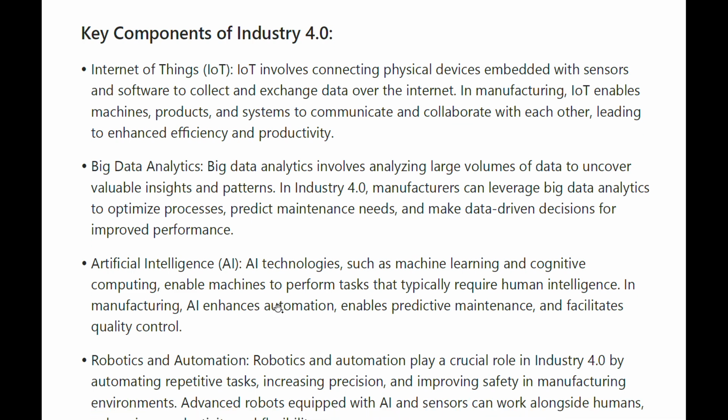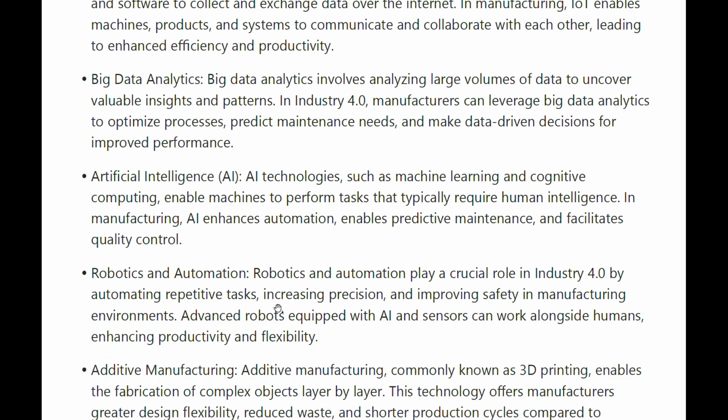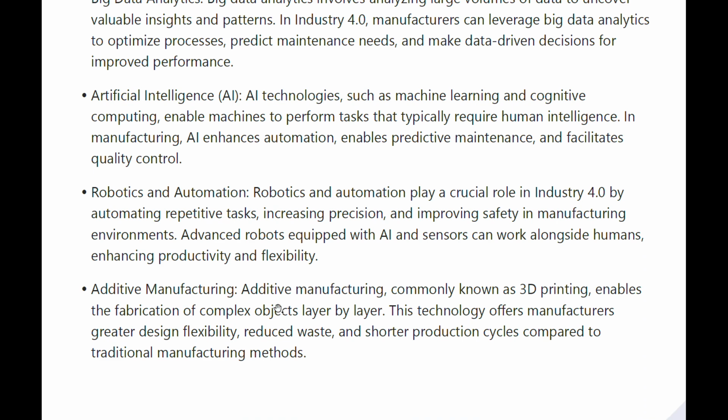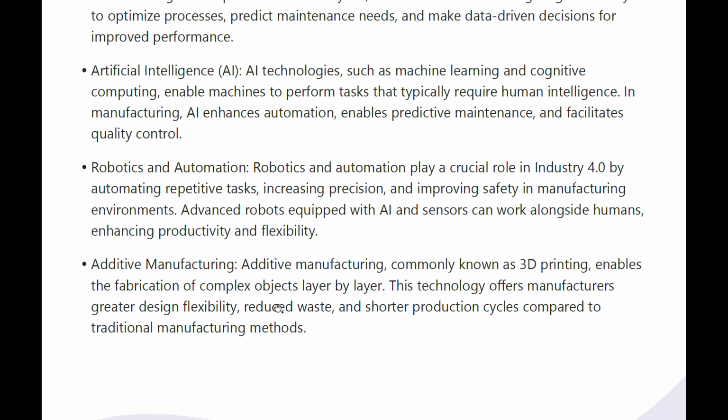For robots and robotics automation, robots play an important role in 4.0 by automating repetitive tasks and increasing precision, improving the manufacturing environment, with advanced robots equipped with AI and sensors working alongside humans. Additive manufacturing is basically known as 3D printing, building complex objects layer by layer. These technologies offer manufacturing design flexibility, waste reduction, and improved production cycle times compared to traditional methods.